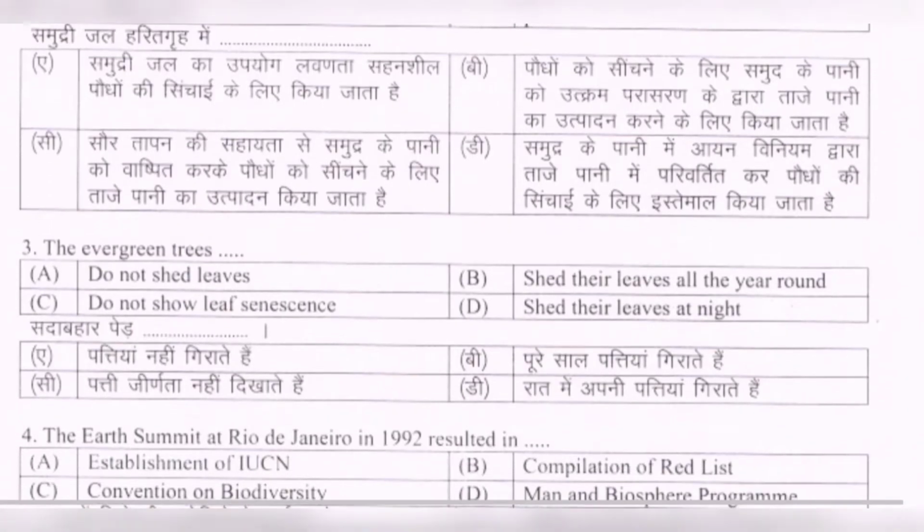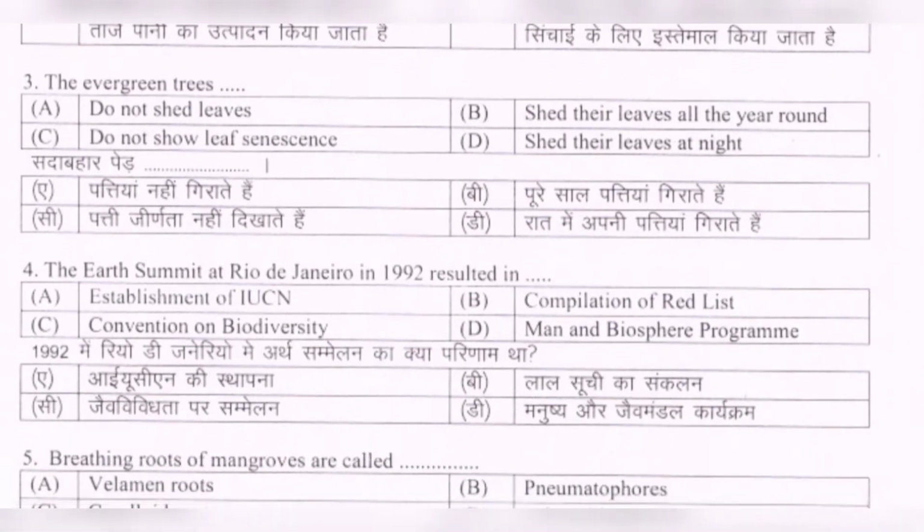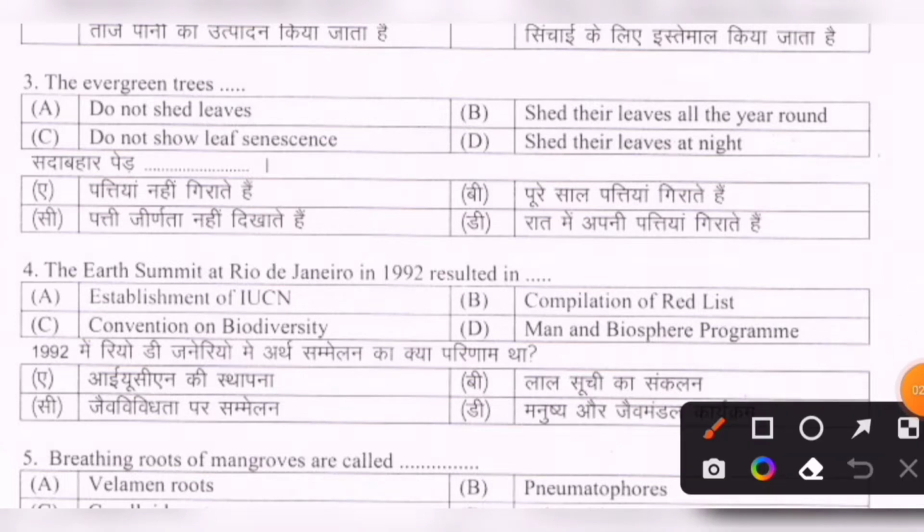Let's see the next question. That is third one. The evergreen trees. Options are do not shed leaves, shed their leaves all the year round, do not show leaf senescence, shed their leaves at night. The correct option is B is the correct option. Shed their leaves all the year round.